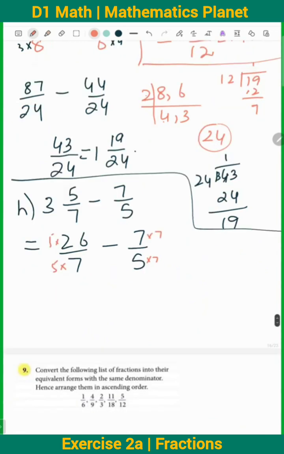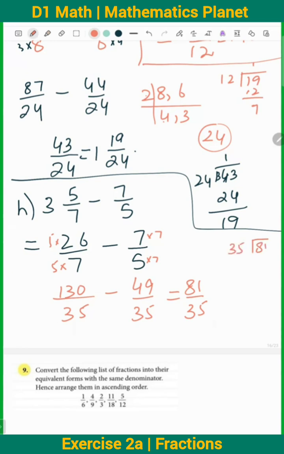26 times 5, which is equal to 130. 7 times 5 is 35. 7 times 7 is 49. So you got 130 minus 49, which is equal to 81 by 35. Now you can write it in the mixed fraction, 81 by 35. So 35 times 2 is 70. So you get 1, 1. So you can write 2 whole 11 by 35.